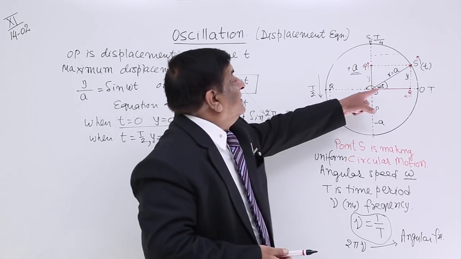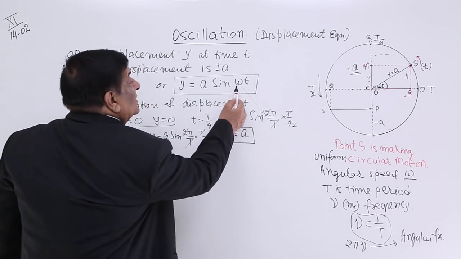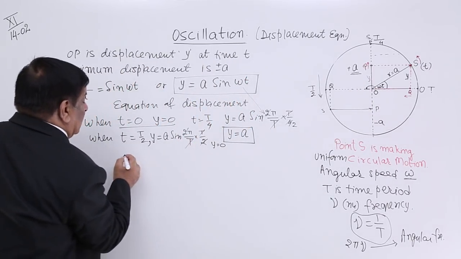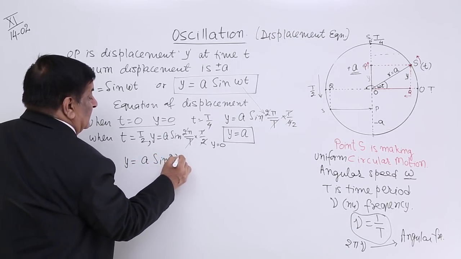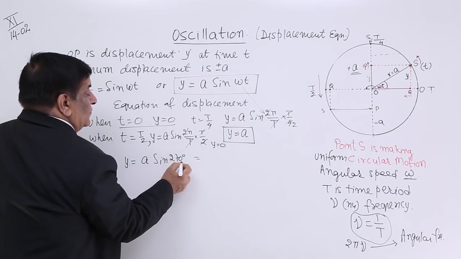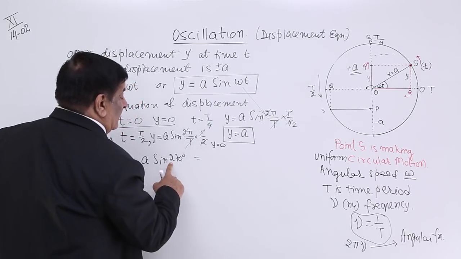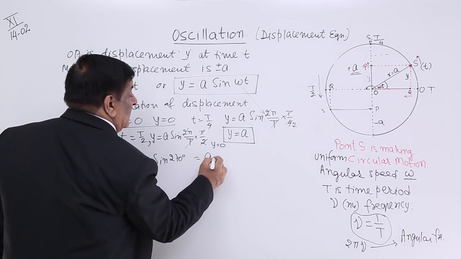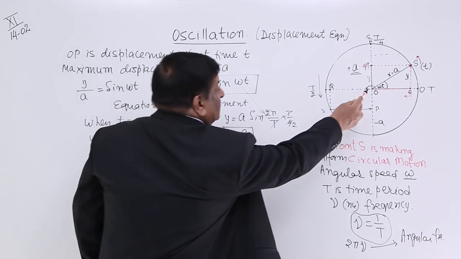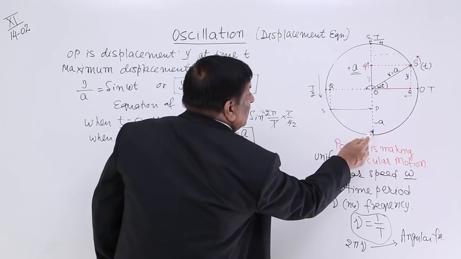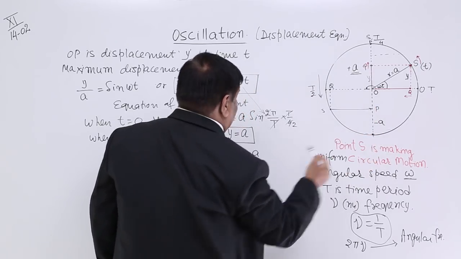Let's put that in. The total omega t is 90, 90, 90, 270. So this whole thing will become 270. So y is equal to a sin 270. Sine of 270 is minus 1. So this is a into minus 1, minus a. So when it comes here, naturally a is also here, and this is minus a.